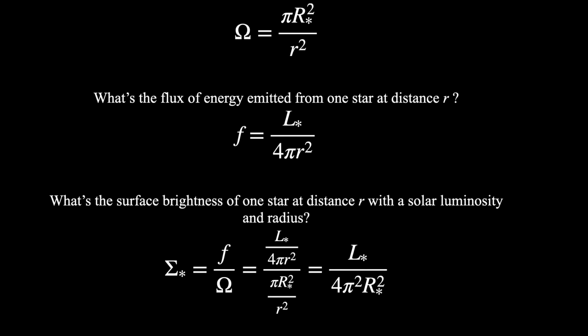And we can see that we plug in those two other things before, and we end with L sub star divided by 4 pi squared, r sub star squared. All right, what's really interesting here is that the surface brightness does not depend on the distance to the star and only the star's luminosity and its radius.